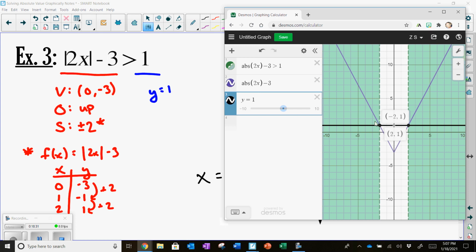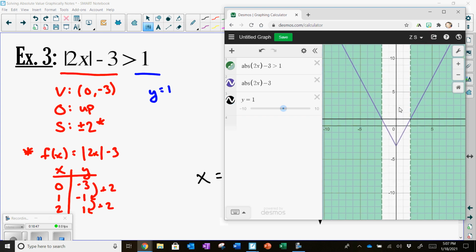Okay, so everywhere to the left of this line, this vertical line right here, you see the purple is above the black. And over here, everywhere in this green shaded region, the purple is again above the black. So it actually makes perfect total sense. I love it.